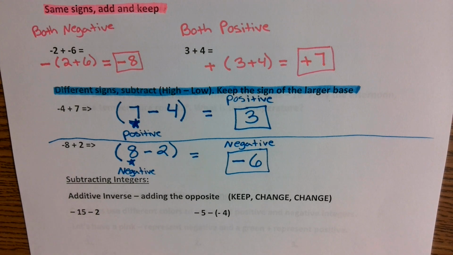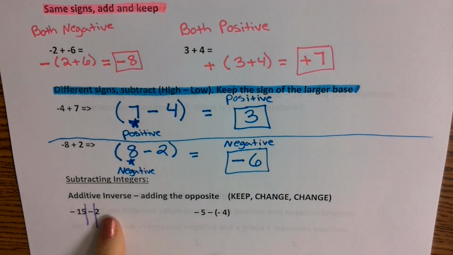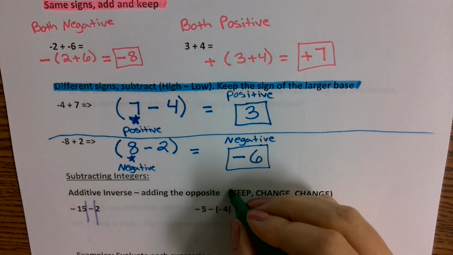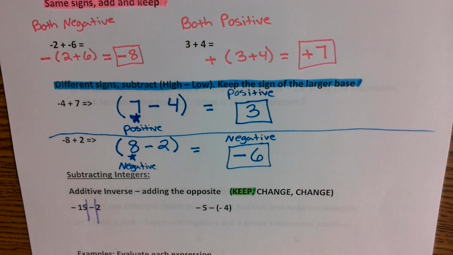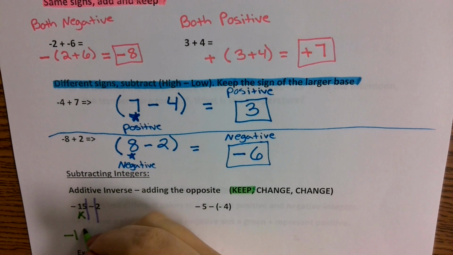Okay? So what I'm going to do is take my problem and split it into 3 parts: the part that I'm going to keep, the operation, which is subtraction, and then my second number, what I'm going to change. So I draw 2 lines to split the problem into 3 components. Now the first thing that I'm supposed to do is keep. So I'm going to highlight the word keep in green. And underneath here I'm going to put a K to represent that I'm going to keep my negative 15 just as it is.